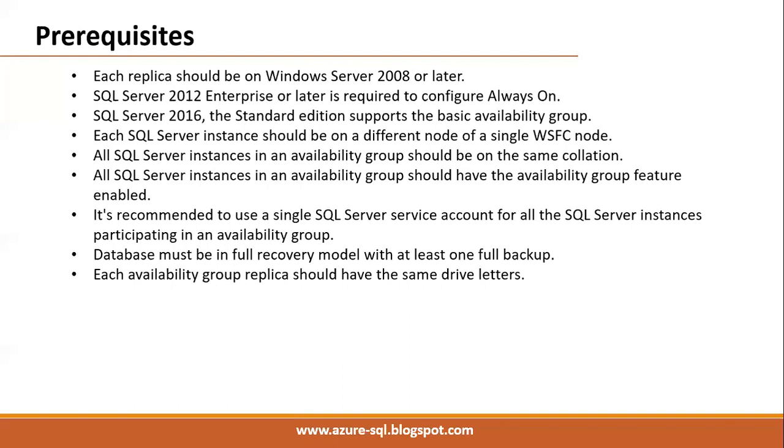In Standard edition, he's saying Always On is supported, but why do we have to go with Enterprise edition? He is asking. We have to discuss that it supports only basic availability group, which is similar to mirroring, a one-to-one feature. In Standard edition, we can configure Always On as a one-to-one feature, not one-to-many. In basic availability group, we can configure.